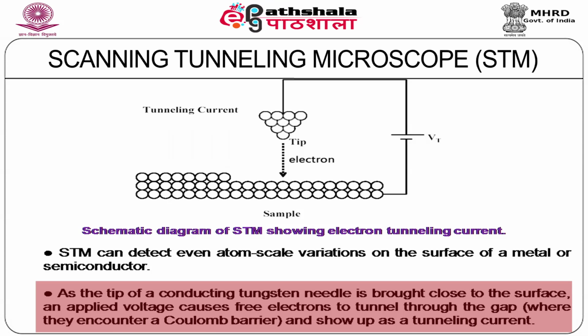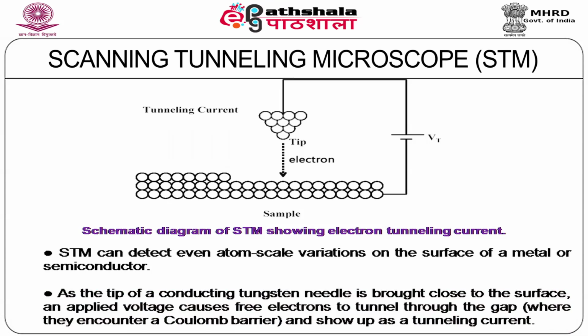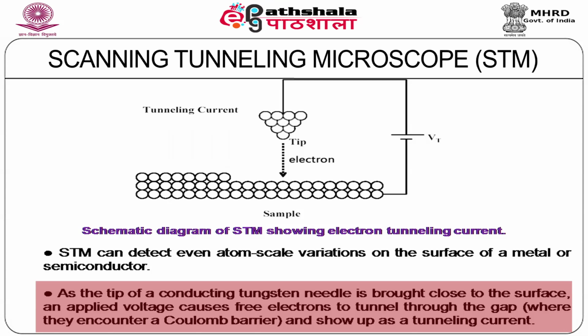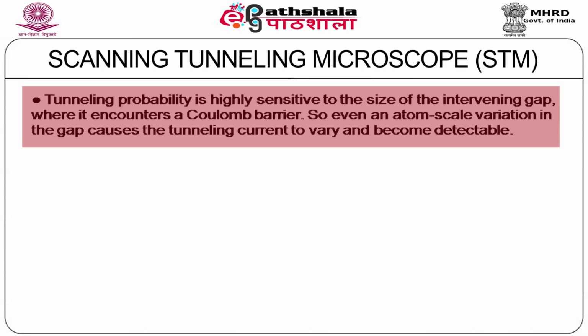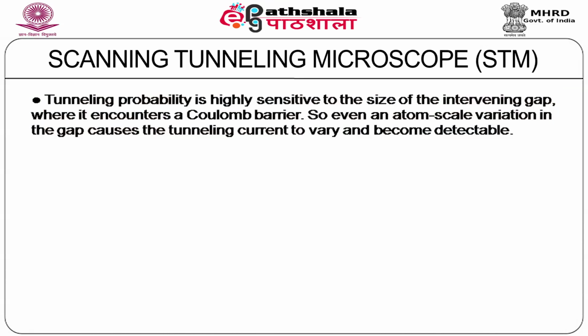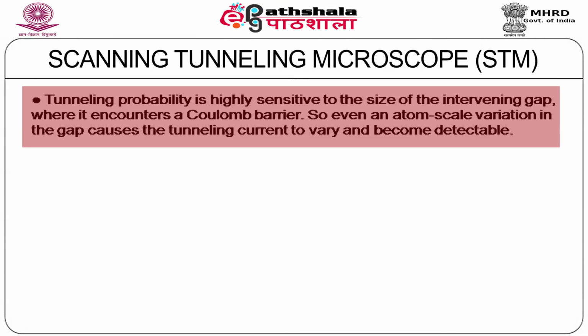Here they encounter a Coulomb barrier, similar to the one faced by an alpha particle. The probability of tunneling of the electron across this gap shows up as a tunneling current. The tunneling probability is highly sensitive to the size of the intervening gap, so even an atom-scale variation in the gap causes the tunneling current to vary and become detectable.